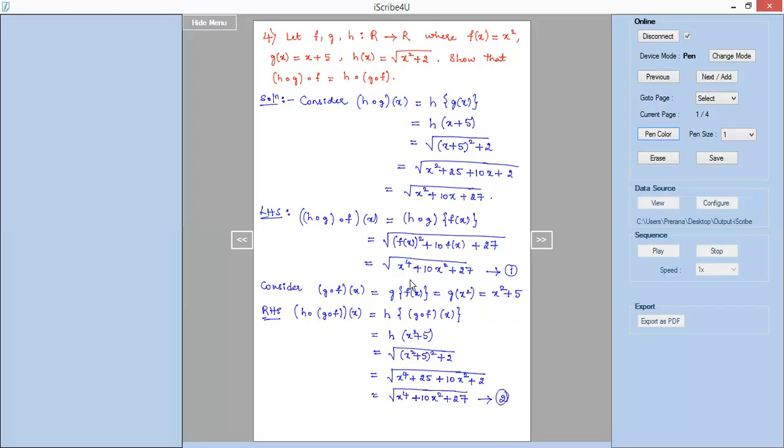Now observe 1 and 2. When we observe 1 and 2, they are the same expression. So we are able to conclude that h composition g composition f is equal to h composition g composition f, the other grouping. So composition of functions is associative. So we will just conclude the same thing here. From 1 and 2, LHS is equal to RHS, which is the required answer for us. Hope you have understood these problems on composition of functions. Thank you for watching.